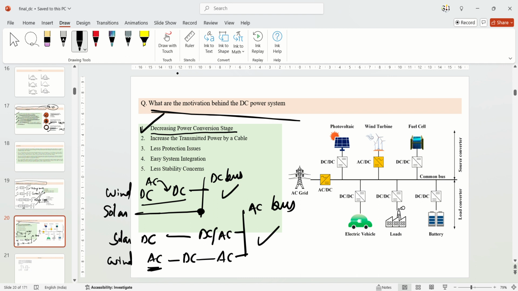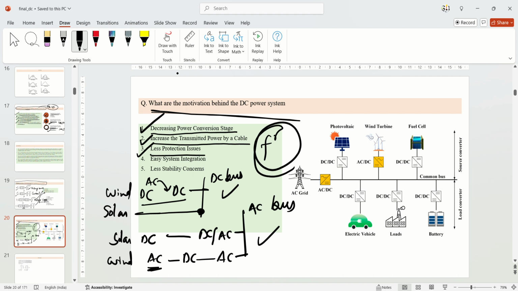That first statement is true. The second statement is increasing the transmitted power by a cable. That is also true, because the power capacity level of the DC power system is way higher as compared to the AC. Third statement says less protection issue. That is also true. You don't have any losses. You don't need any protection mechanism, because most of it is related to frequency issues.